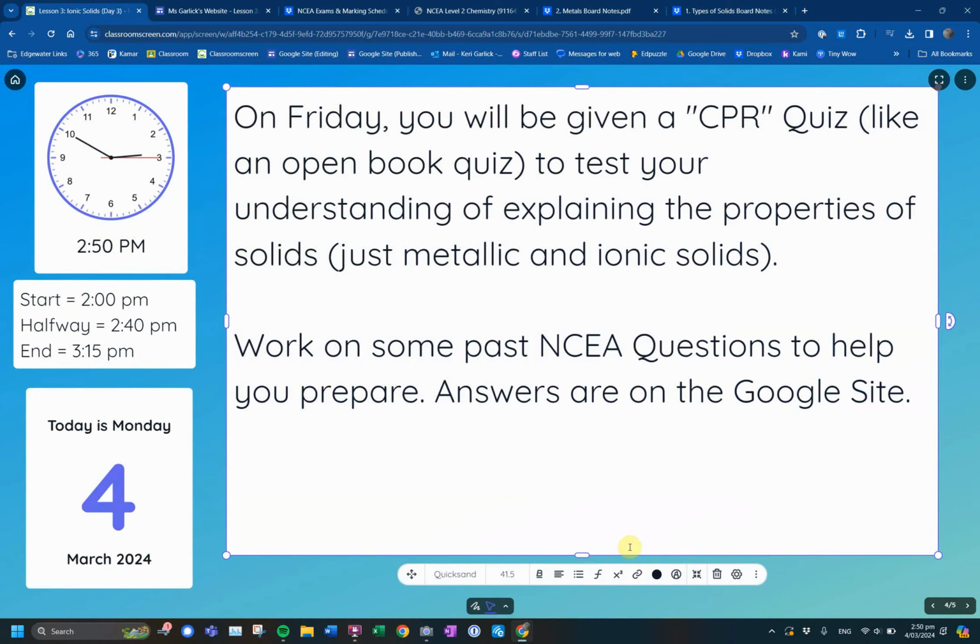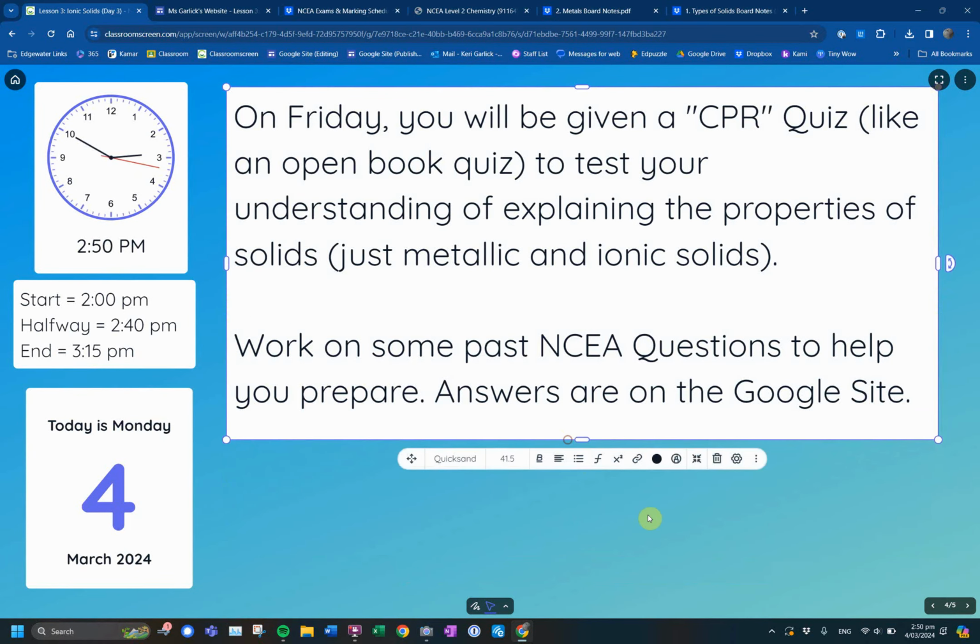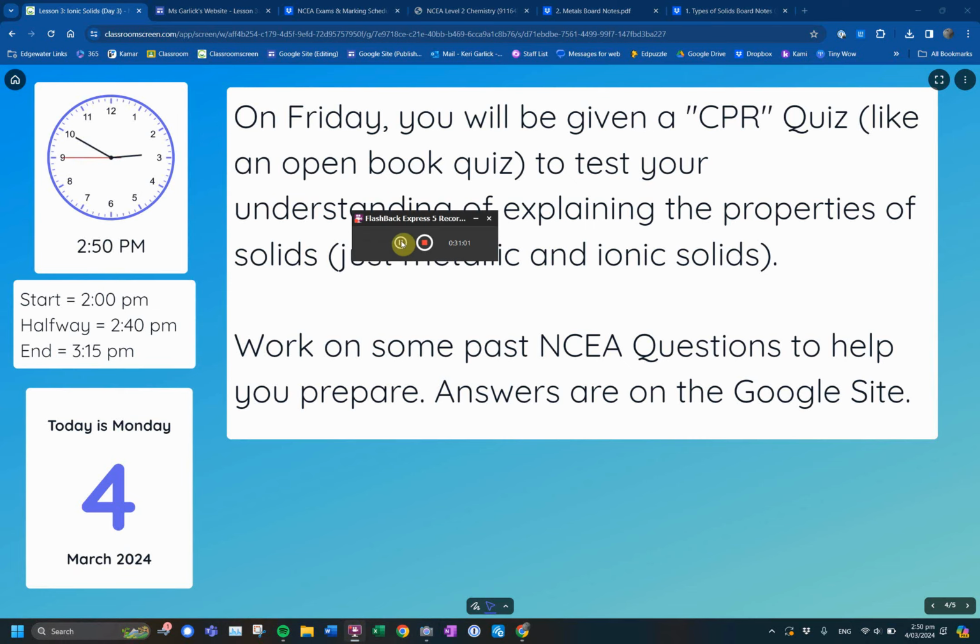All right, so the other thing I want to give you guys a heads up on so you're aware is that I'm going to give you guys Thursday as a study day just to get used to the NCEA questions. And then on Friday, what I'm going to do is give you guys a CPR quiz. It's kind of like an open book quiz. I'll explain more of it on Friday, but just be mindful I'm going to give you an exam question to do. Cool. That's us. Sorry I talked for so long.